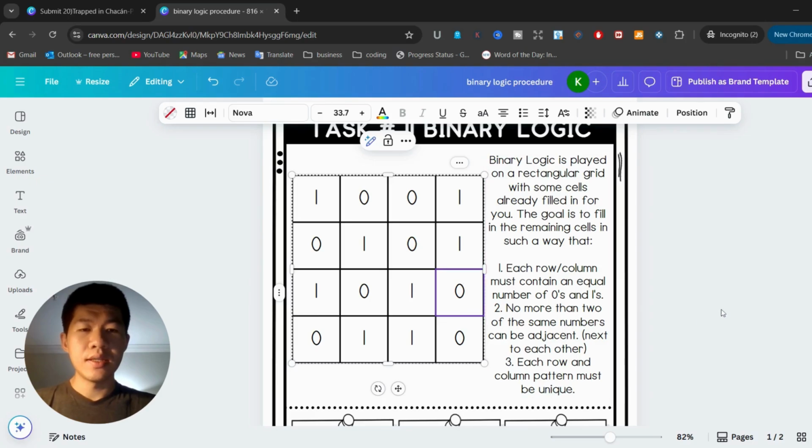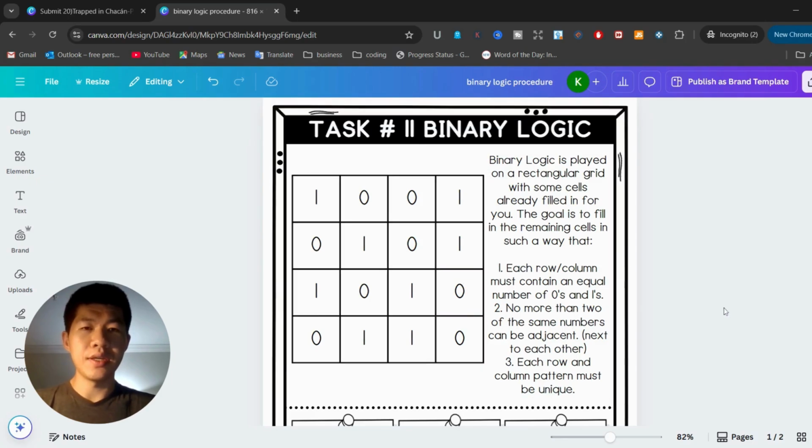So this is how you fill out a binary logic puzzle. This is obviously a simpler version of it. It's only a 4x4 grid. The ones that you'll see are going to be a much larger grid size, and it won't be as easy as this. But this is just to show you the concept of how to play binary logic.